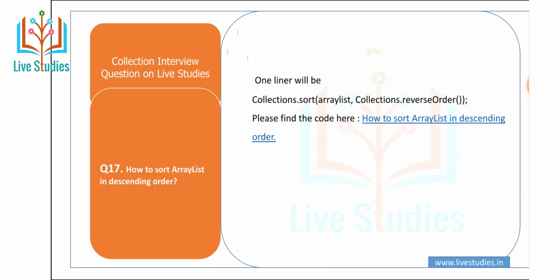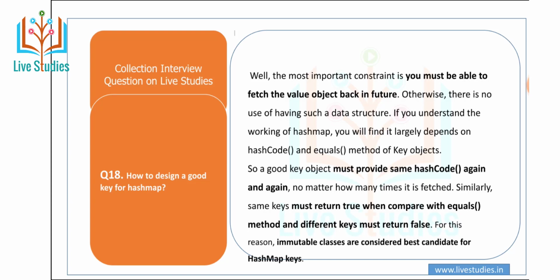For more detail, you can find the code for the sort method. Please find the code for sorting an array list in descending order on my YouTube channel. Also you can visit java64bit.com for more detail about sorting an array list in descending order on a code basis. Okay, move to another question.